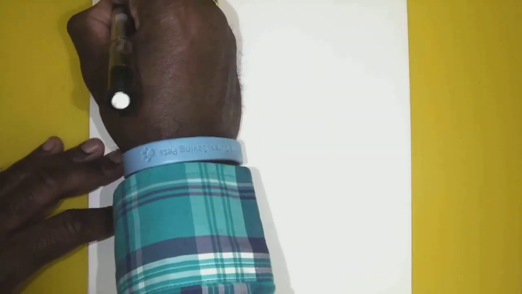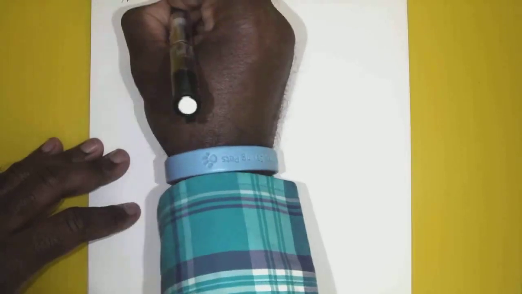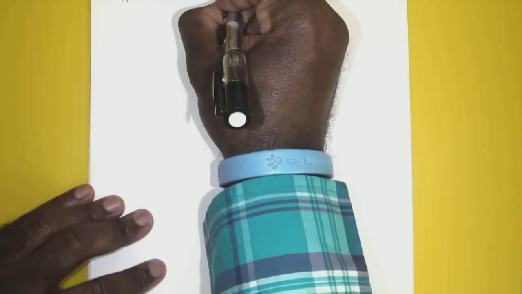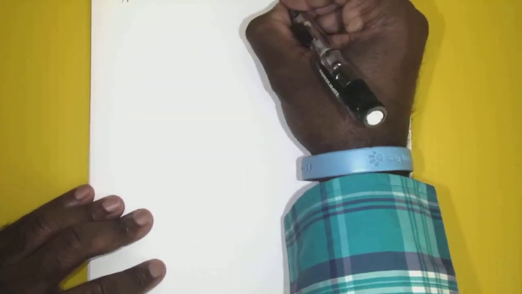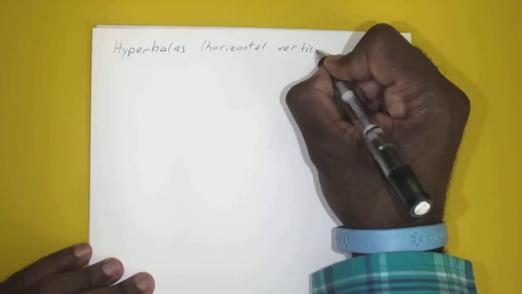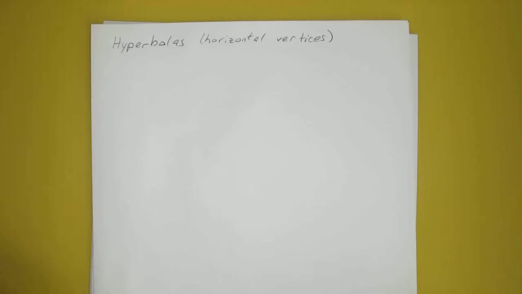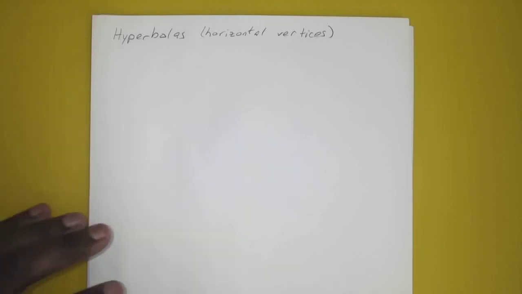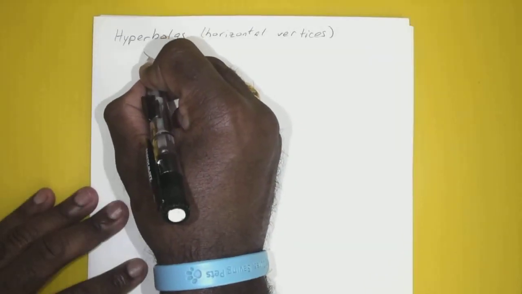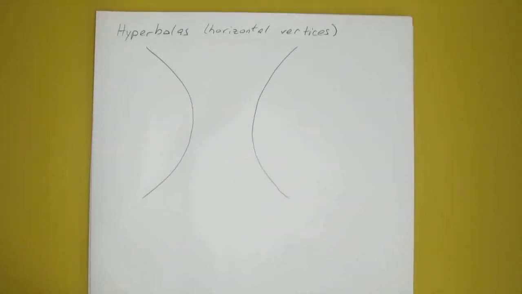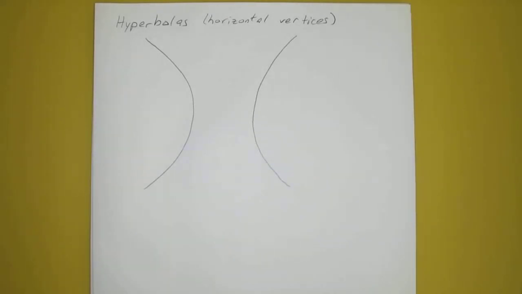All right, so if we have our hyperbolas, it's kind of like double parabolas. We'll look at the ones with horizontal vertices. Okay, so let's say if our parabolas kind of look like that. Okay, so we basically have two parabolas facing away from each other.